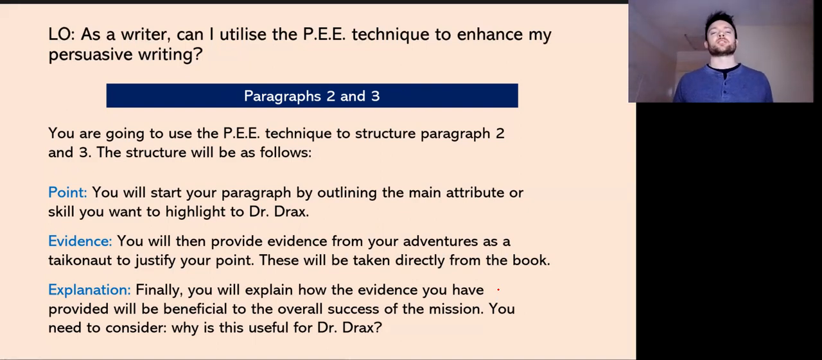So, for example, let's say you're Liam and you're really good at badminton. And you decide to tell Dr. Drax, Dr. Drax, I'm really good at badminton. I have evidence because I won the school competition in badminton. But then you'll get to the explanation and you'll be like, how is this going to help me in space? Okay, and it's realistically unlikely. You could maybe argue hand-eye coordination, but it's very, very tenuous. Okay, so I would say you need to make sure your point, evidence, and explanation flow.